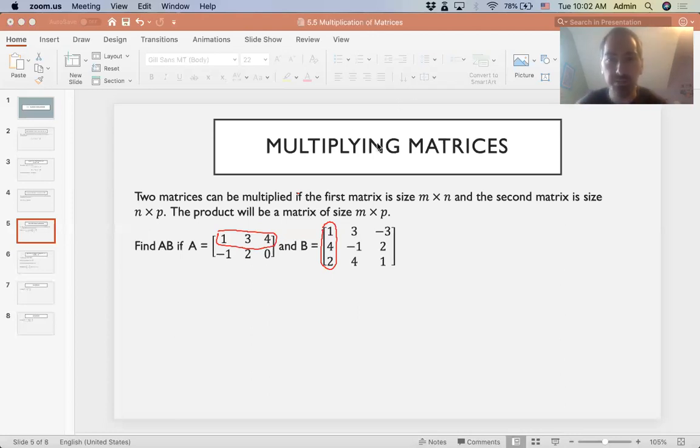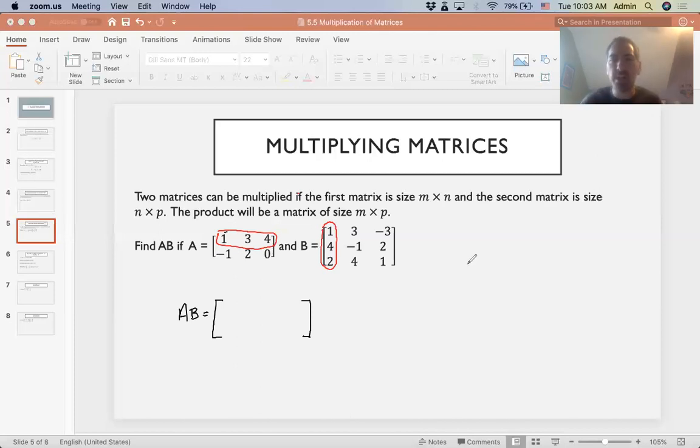Okay, so here's what we got. A times B will be a 2 by 3 matrix. This first entry is found by multiplying the first row of matrix A by the first column of matrix B. When I'm multiplying this row and column, I'm doing a vector multiplication where I multiply each corresponding entry. So 1 times 1, 3 times 4, 4 times 2, and I add them together. It's the sum of the products of each corresponding entry in the row of matrix A times the column of matrix B.